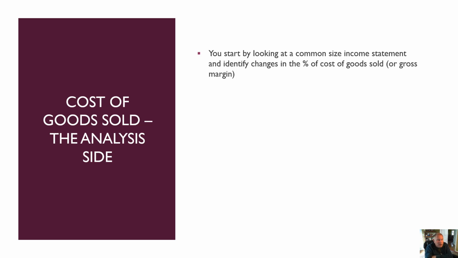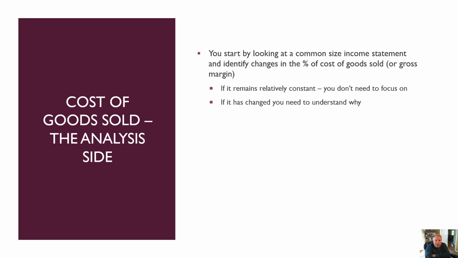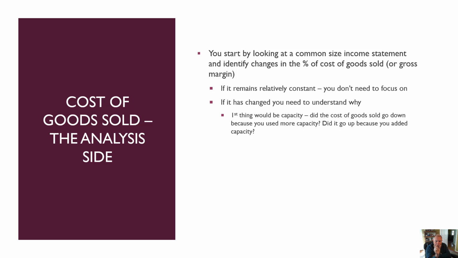Okay, so if it remains relatively constant, the depth of analysis you need to put on it is not as much. Okay, because that means there's a constant relationship between revenue and cost of goods sold. But if it has changed or there's variation, we need to take a much, much deeper look at it. And you need to understand the why, not just that it changed, but why.